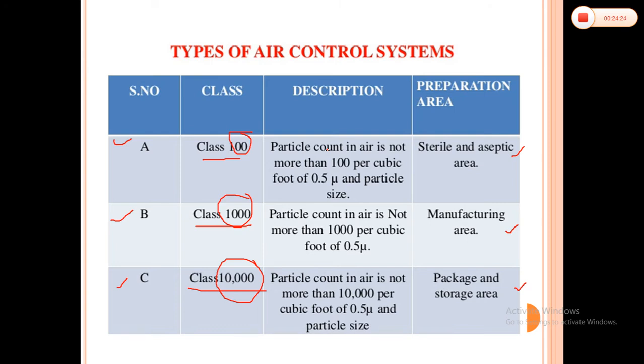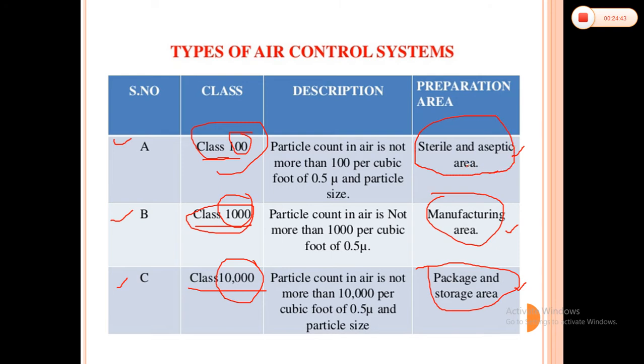To such an end, other classes are defined. A class 10,000 room we can use for the packaging and storage area, a class 1000 room we can use for the manufacturing area, and class 100 we have to use for the sterile and aseptic filling and the stick sealing process. The same are there, but here the particle count is increased. Here for the B class, 100,000 particles per cubic foot, and for class 3, 10,000 per cubic foot can be allowed.